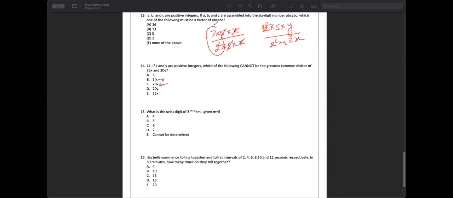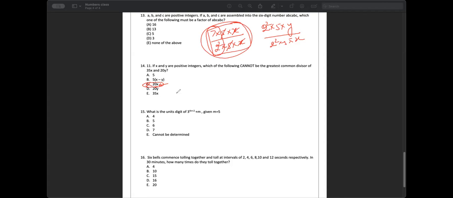Will 20x divide 35x? Never. This cannot be the common divisor. Common divisor simply means it'll divide both. If it doesn't divide one number, definitely we don't have to check for the other part. Right? Jay, 20x will not divide 35x. Right? Yes, yes. Okay. But Lakshya, this is what you're talking about?